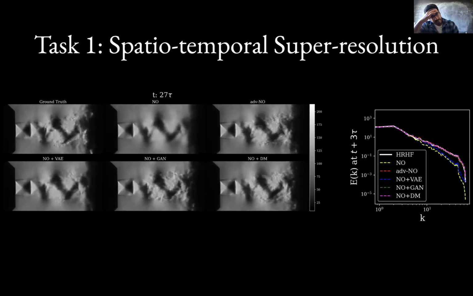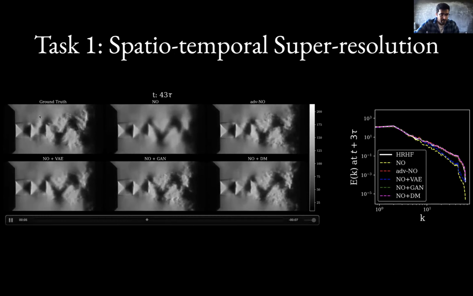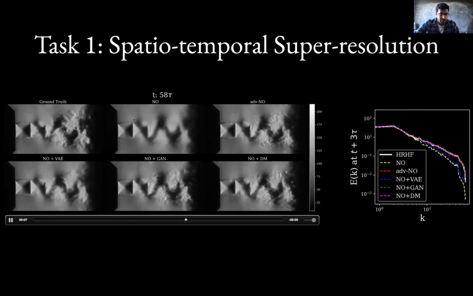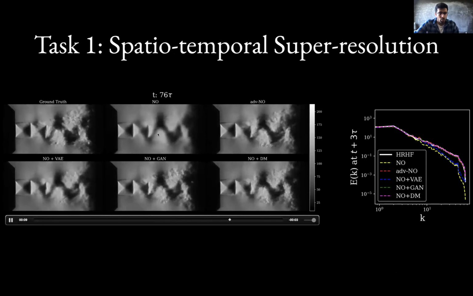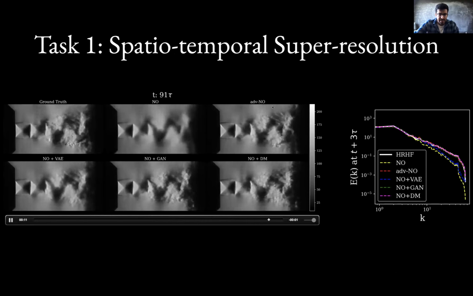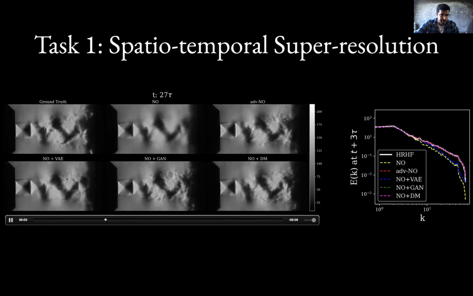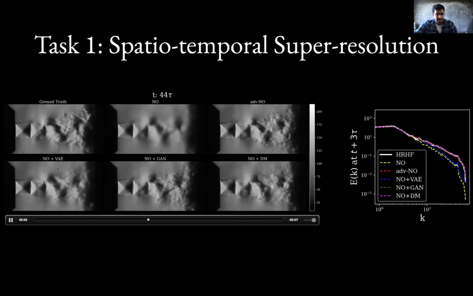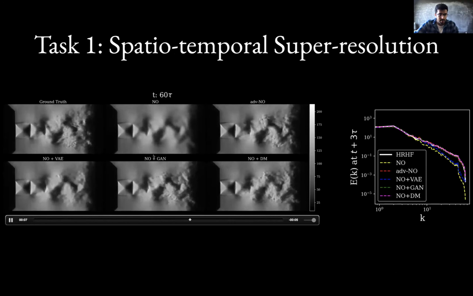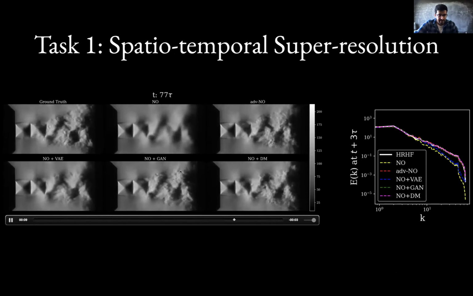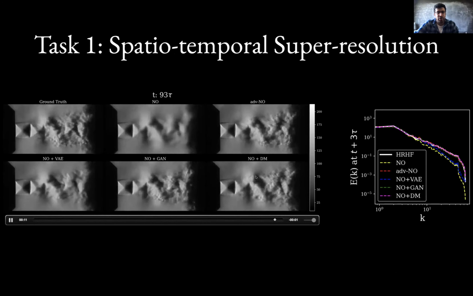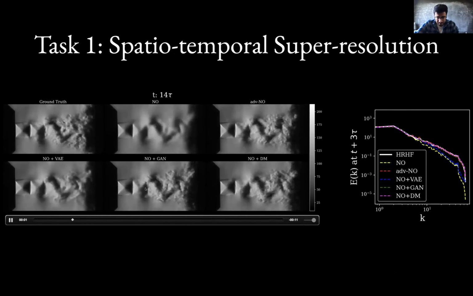So here we see the results. In task 1 with super resolution, this is the ground truth, the neural operator predictions with the over-smoothed states, and the predictions using the adversarially trained neural operator plus a variational autoencoder, neural operator plus a GAN or a generative adversarial neural operator, and a neural operator plus a diffusion model.